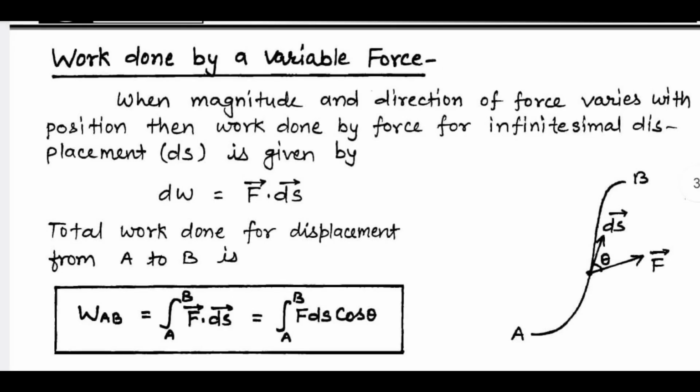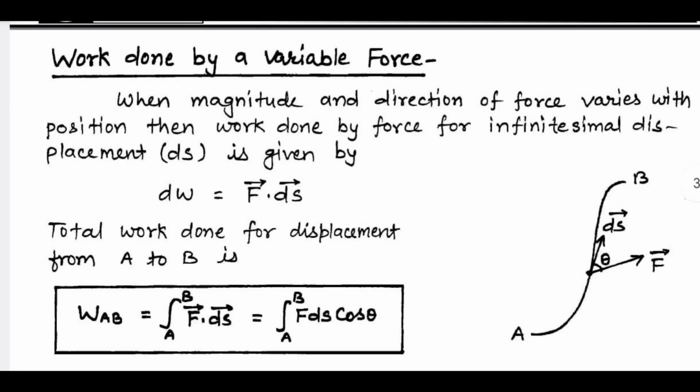Suppose there is a variable force acting on an object which leads to the displacement of the object. So the work done by the variable force is given by the expression dW is equal to F vector dot ds vector. Why do we take the ds vector here? Because we are taking a very small displacement when a variable force is acting on the object.